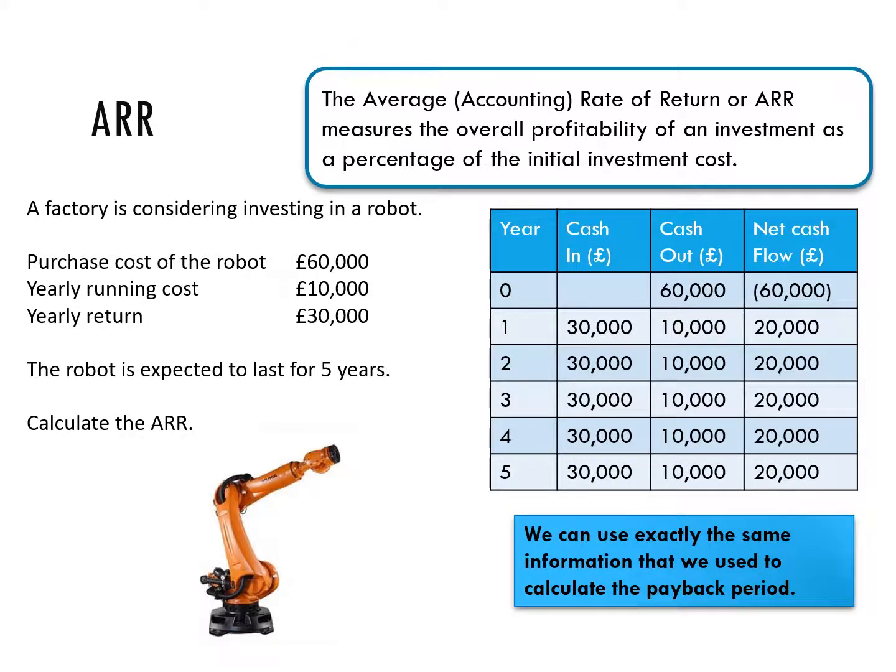Again, what we have to do is put our figures into a table that tells us the cash in, the cash out, and the net cash flow. We can see the lifespan of the robot, and we can see the net cash flow from the robot. This is exactly the same information that we use to calculate the payback period. So let's start to calculate the average rate of return.